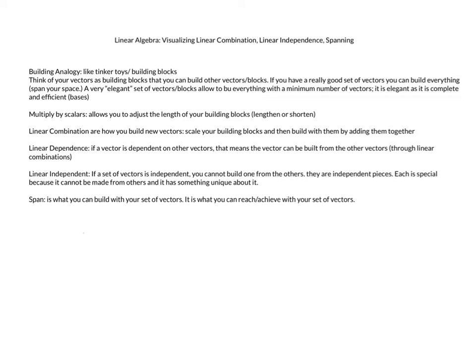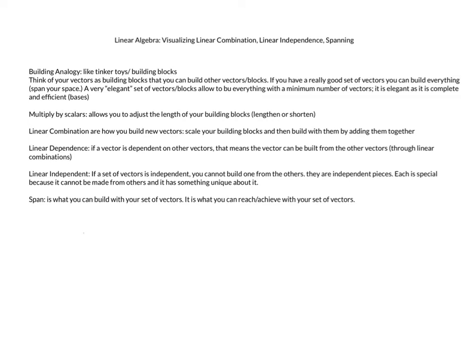Then we have the idea of linear dependence. If you have a vector that's dependent on other vectors, that means that vector can be built from other vectors, basically through linear combination. We should contrast that with linearly independent. If a set of vectors is independent, you cannot build one from the others. So they're basically independent pieces. In this way, each piece is special because it cannot be made from the others, and there's something unique about it that you might like or that you might need. So linearly independent: each one is kind of unique, cannot be made from others.